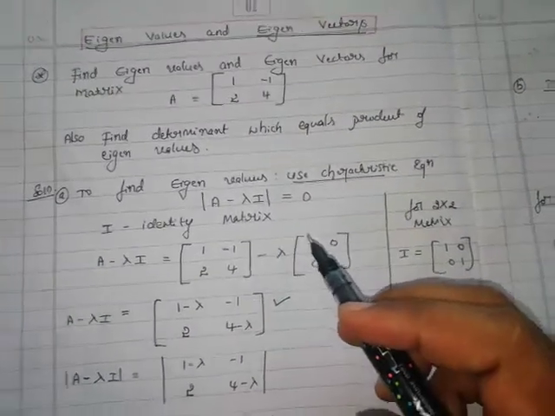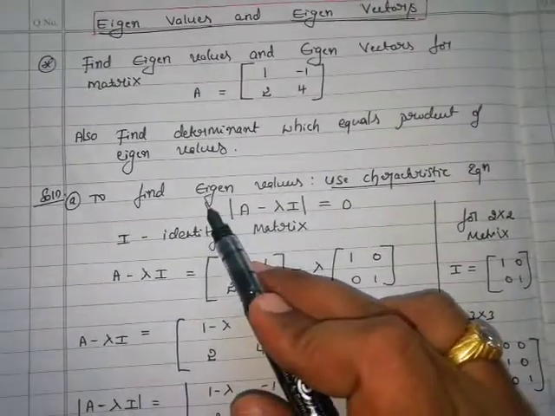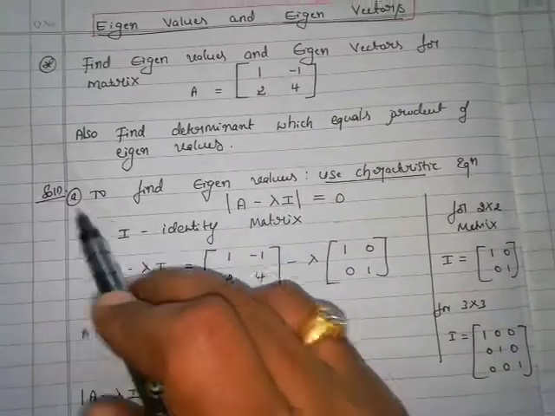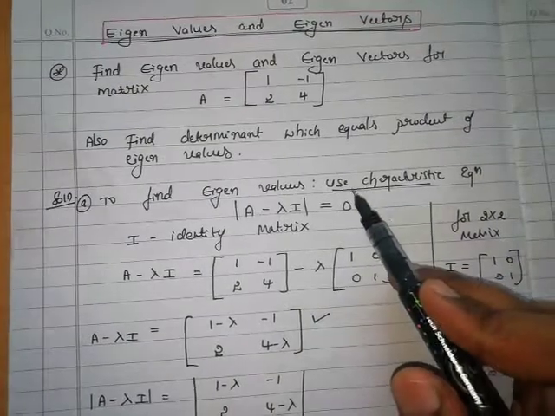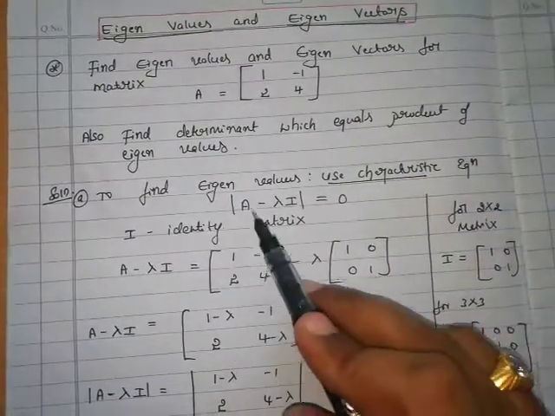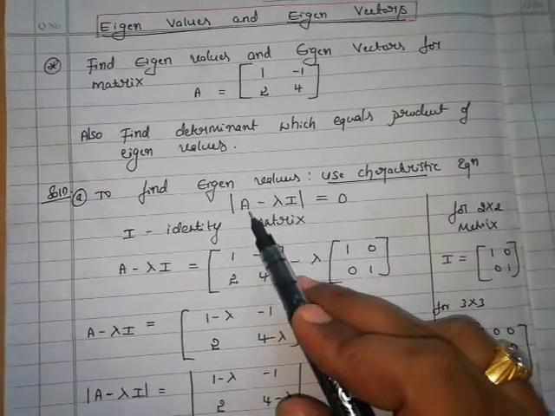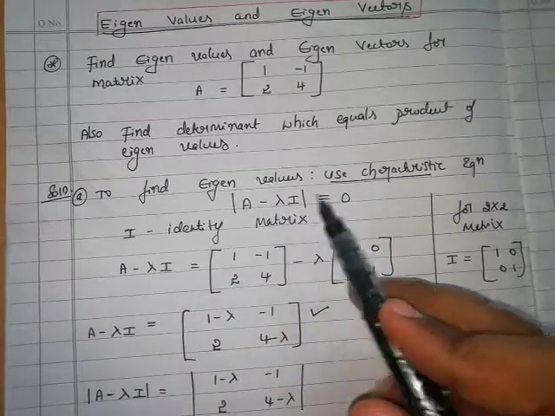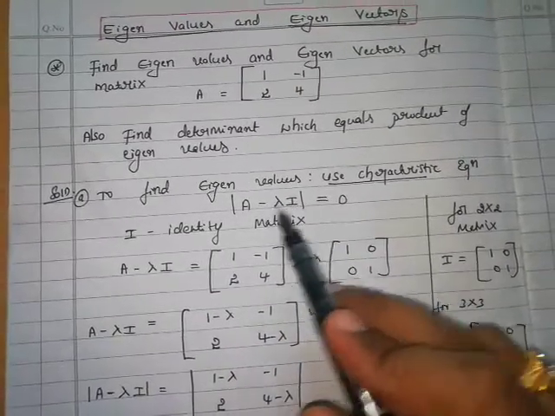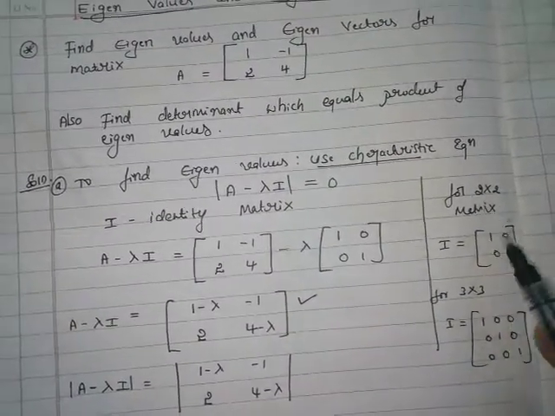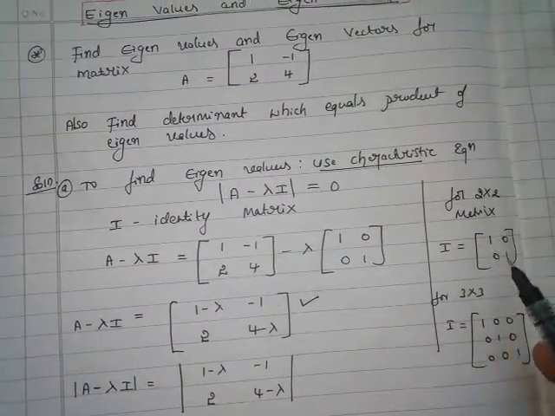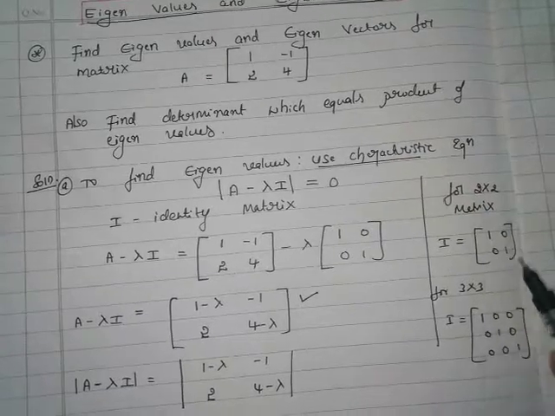So here we have to find eigenvalues. Under the solution, I am taking the first part, eigenvalues. To find eigenvalues we have one characteristic equation, that is nothing but determinant of A minus lambda I equal to 0. What is I? I is the identity matrix. For a 2 cross 2 matrix, the identity matrix has diagonal elements 1 and the remaining are 0.